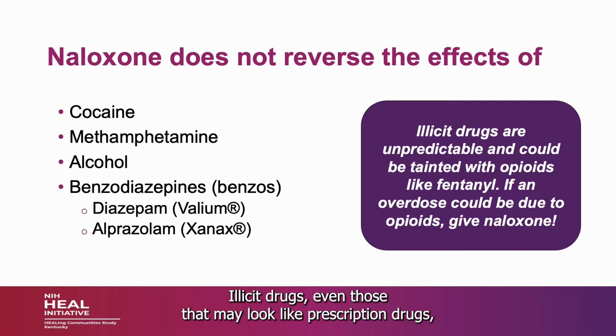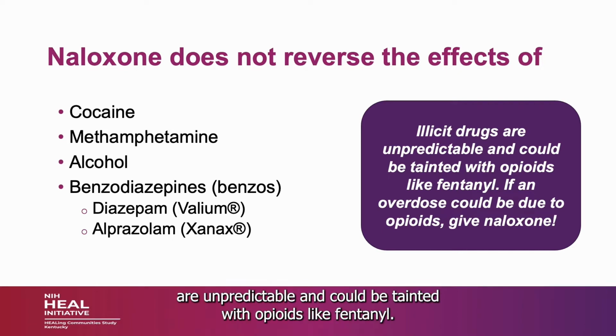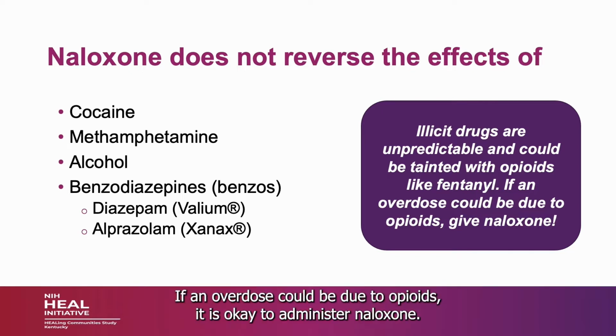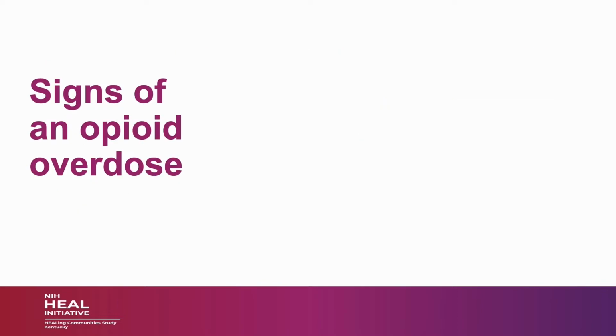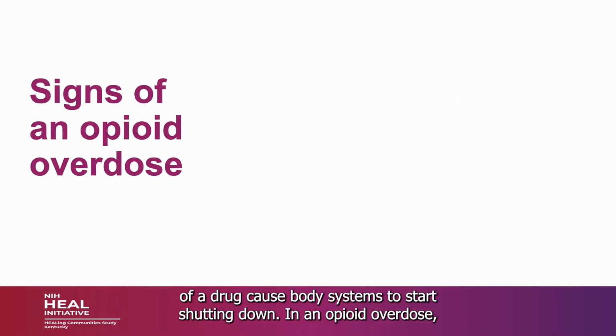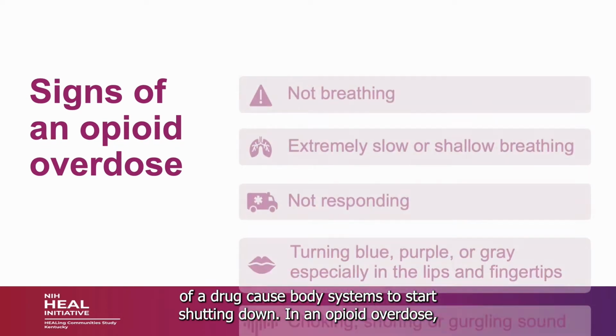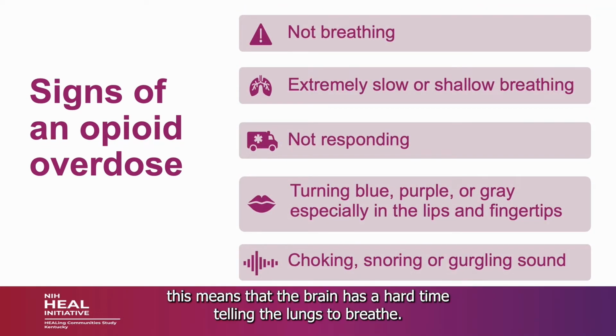Illicit drugs, even those that may look like prescription drugs, are unpredictable and could be tainted with opioids like fentanyl. If an overdose could be due to opioids, it is okay to administer naloxone. In an overdose, the overwhelming effects of a drug cause body systems to start shutting down. In an opioid overdose, this means that the brain has a hard time telling the lungs to breathe.